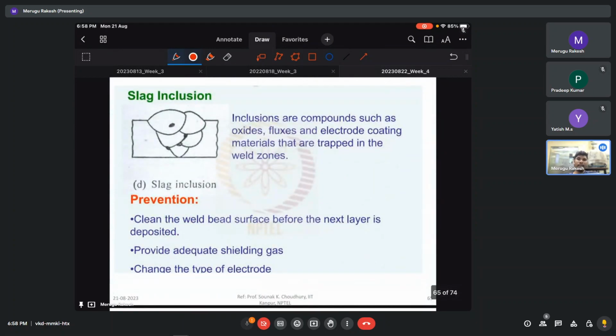Then we have slag inclusion. If you are using any slags, these inclusions are compounds such as oxides of fluxes and electrode coating metals that are trapped in the weld zones. How to avoid this? Clean the weld bead surface before the next layer is deposited. Provide adequate shielding gas. Change the type of electrode.